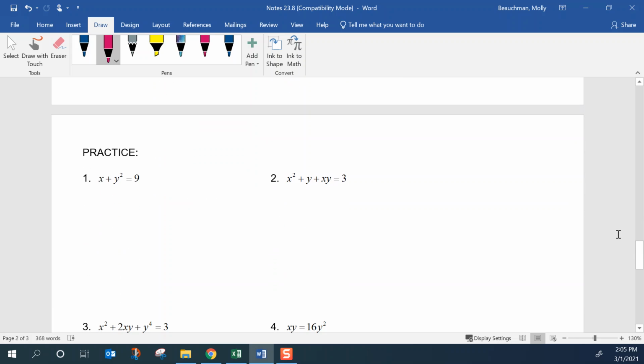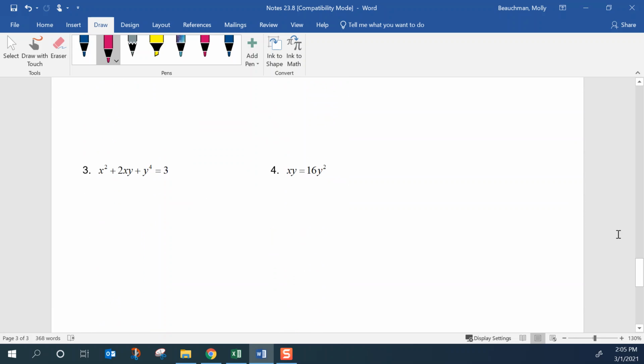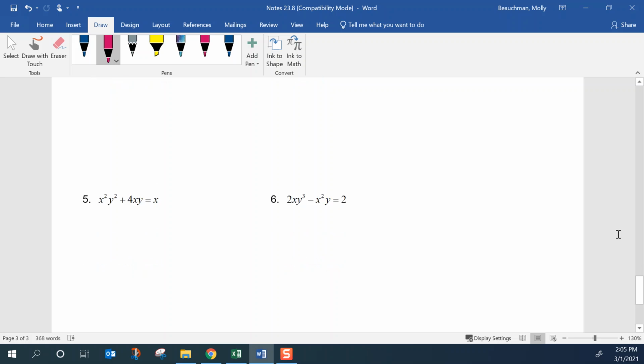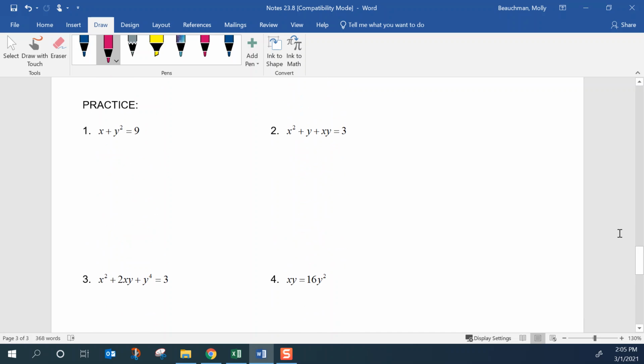All right, in some of the practice problems, you'll have to use the product rule. So I want to take a look at one, any of these will work. We'll do one or two of these, and then I'll write down the solutions for the others. So let's take a look at number 2. We want to find the derivative of x squared plus y plus xy is equal to 3.